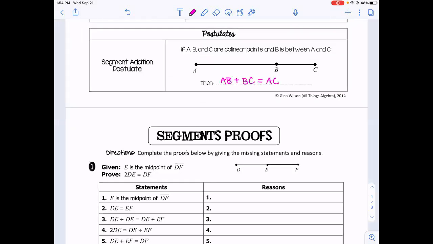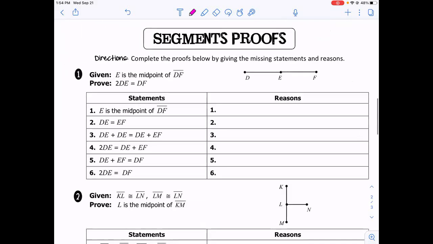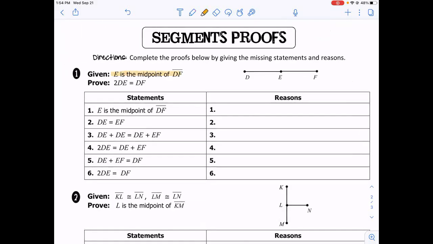Sometimes, yes. Okay, so let's look at proof number 1. So notice how we have E is the midpoint of DF. That is the given, okay? E is the midpoint, and we want to prove that 2 DE equals DF. So first of all, if E is the midpoint, are the wheels turning for you? Okay, so we need to write step by step how to get there. For sure, whatever is given, we put right here, and our reason is given.